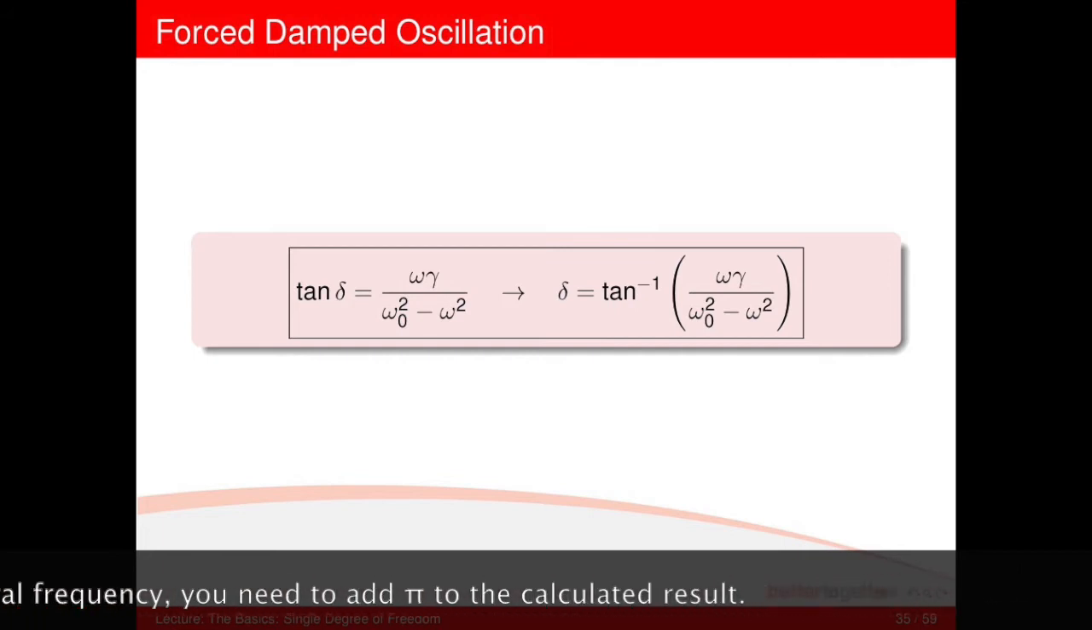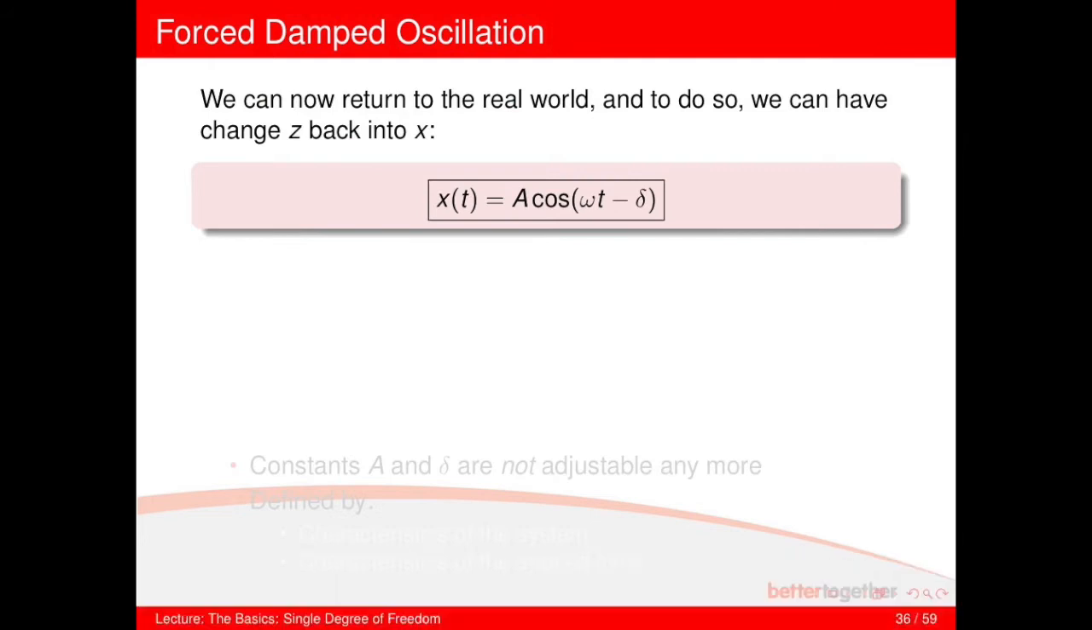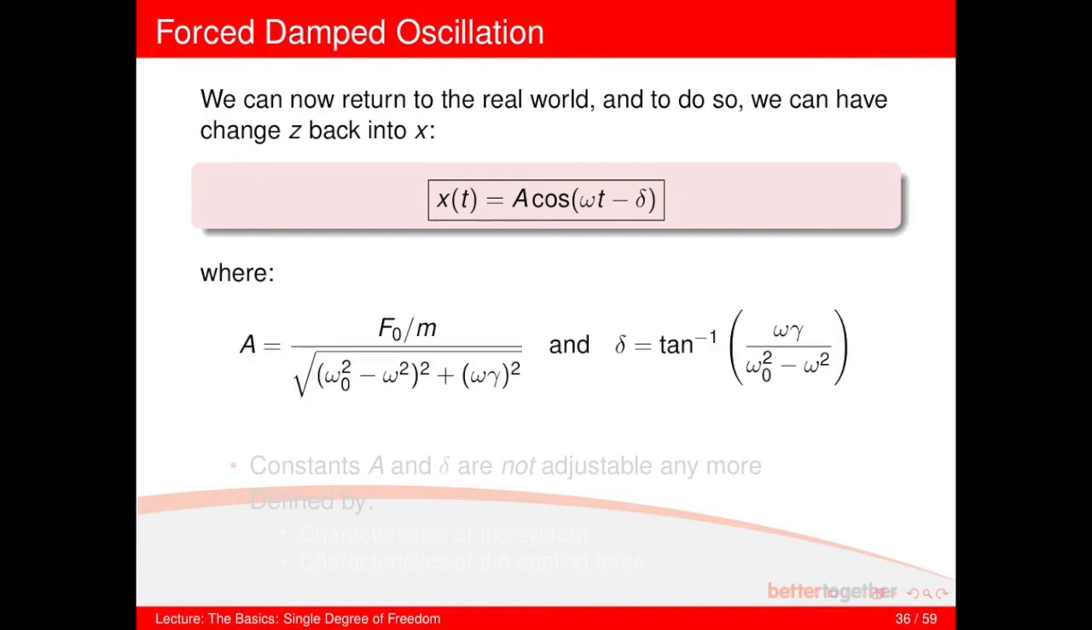And obviously you can return to the real world. We know what A is and we know what delta is. They're defined there. So that is the equation for a forced oscillation system with damping. And again, that A cosine omega t minus delta is almost equivalent to the case where you've got no damping. Again, the system will oscillate at the frequency at which you're driving it.